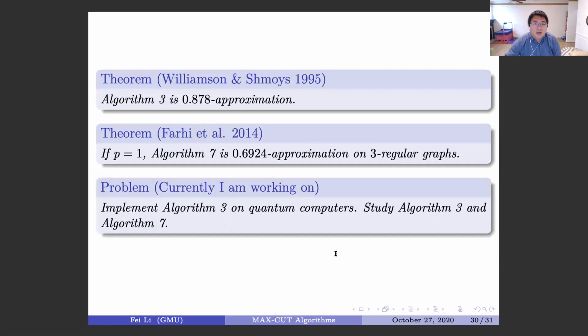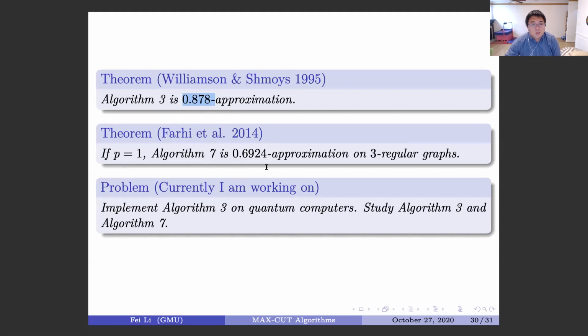So here is the dilemma that bothers me. Williamson and Schmorse proved using the vector program that the semi-definite program generated the approximation algorithm with the ratio like this. But almost 10 years later, Farhi proposed the framework showing the quantum algorithm, which is worse than the classical algorithm in terms of the approximation ratio.